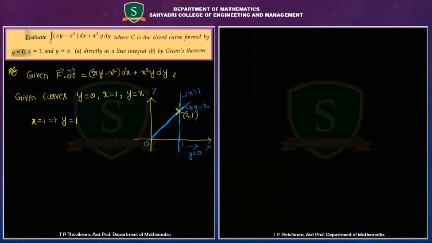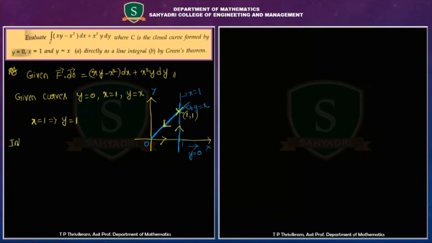Now after finding this intersection point, find the integration along this line. So that means through this line you'll find, and through this line, and through this line. You are starting from the x axis, next going through x equal to 1, and coming back through the y equal to x line.